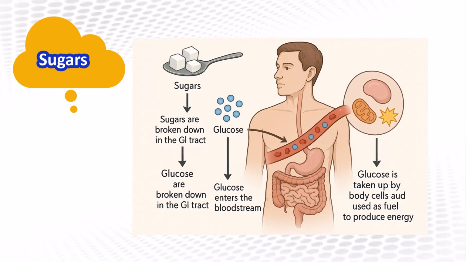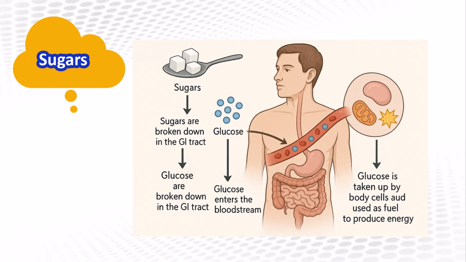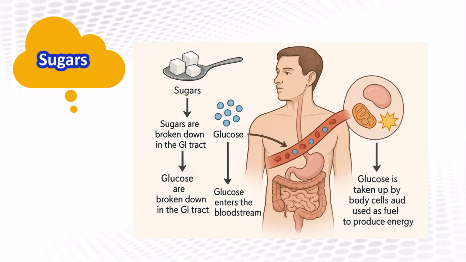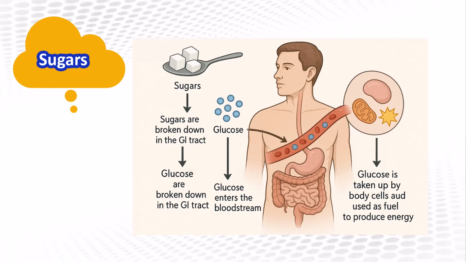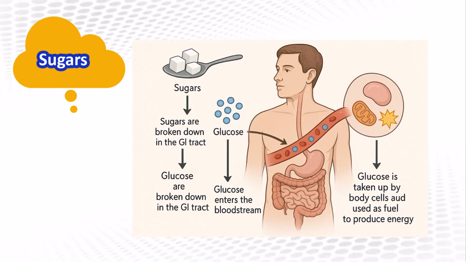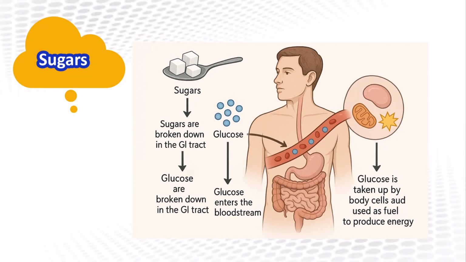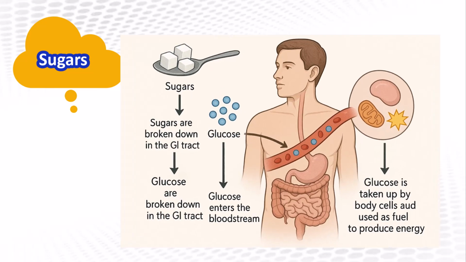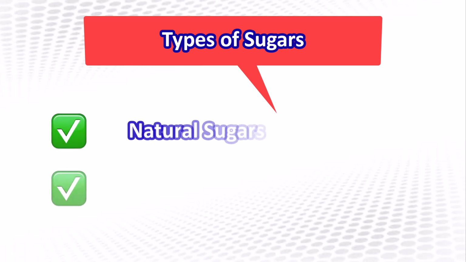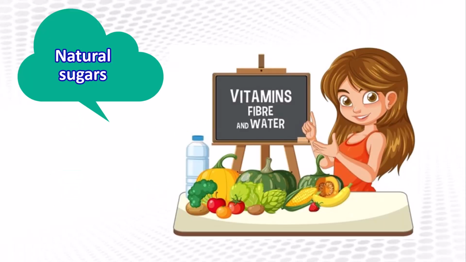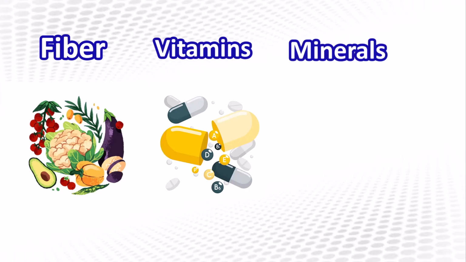These nutrients, after being consumed, are broken down in the digestive system and enter the bloodstream as glucose. The glucose is then absorbed by the body cells and used as fuel to produce energy. Types of sugars: natural sugars, added sugars. Natural sugars, like those found in fruits, vegetables, dairy, whole grains, and legumes, come along with beneficial nutrients such as fiber, vitamins, and minerals.